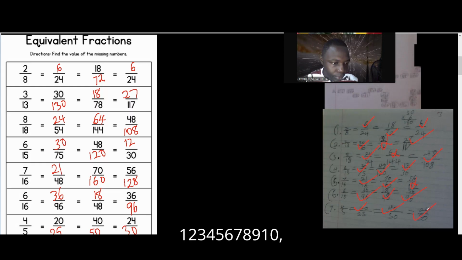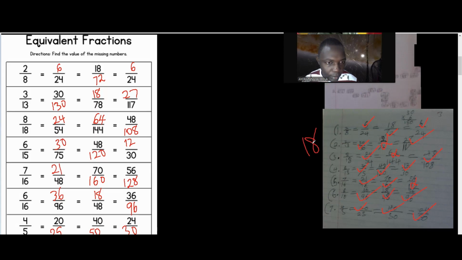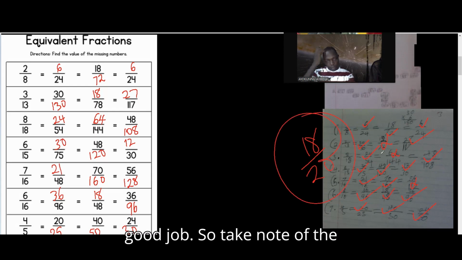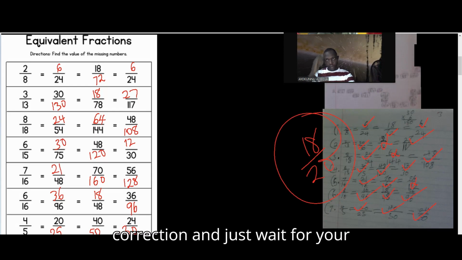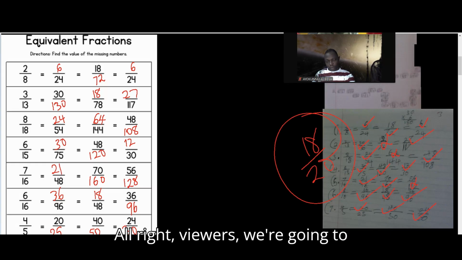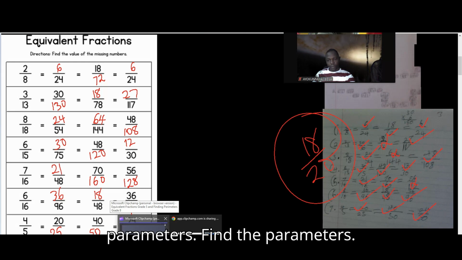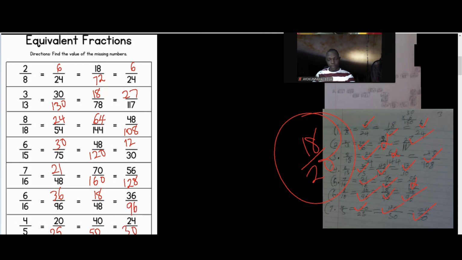So 1, 2, 3, 4, 5, 6, 7, 8, 9, 10, 11, 12, 13, 14, 15, 16, 17, 18 out of 20. That's a very good job. So take note of the correction and just wait for your assignment, okay? All right, viewers, we're going to continue shortly with grade 8 perimeters, finding perimeters.